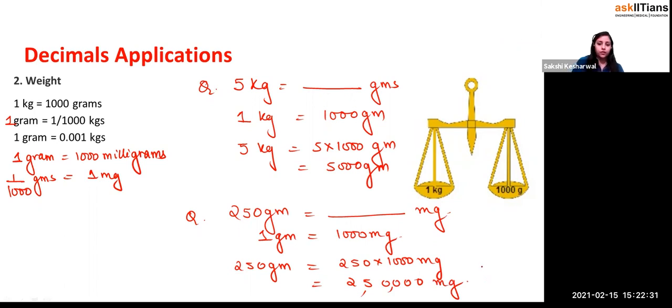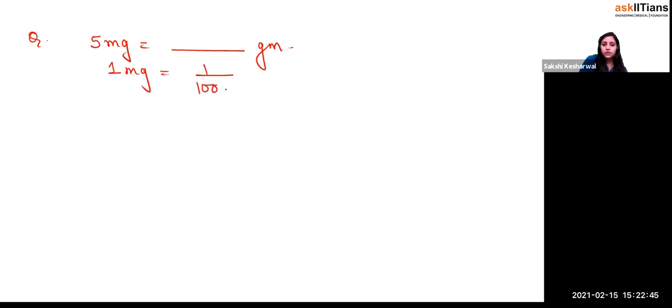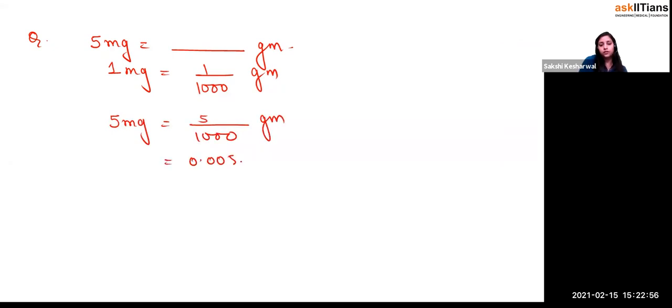Now if I give you the question, convert 5 milligrams to grams, what will you do? As we know that 1 milligram is equal to 1 by 1000 grams. Yes or no? So 5 milligrams is equal to what? 5 upon 1000 grams, which is equal to 0.005 grams. That's it. You can do it like this.